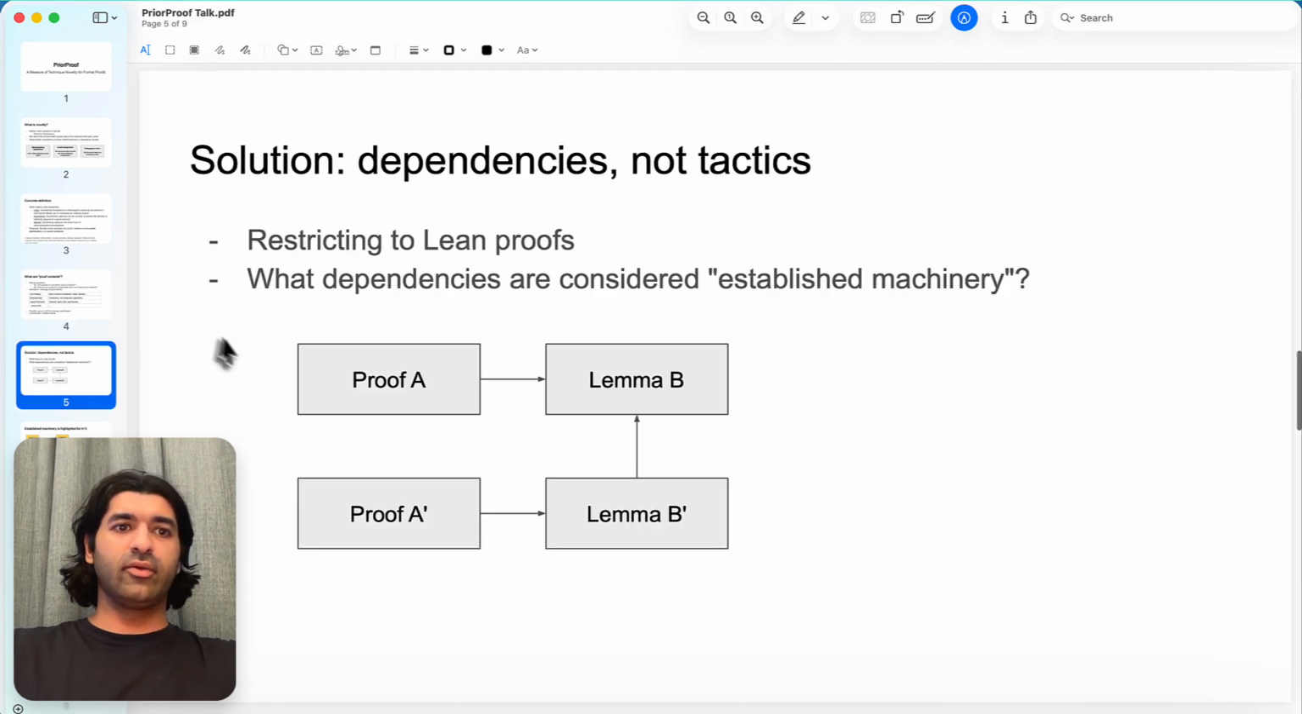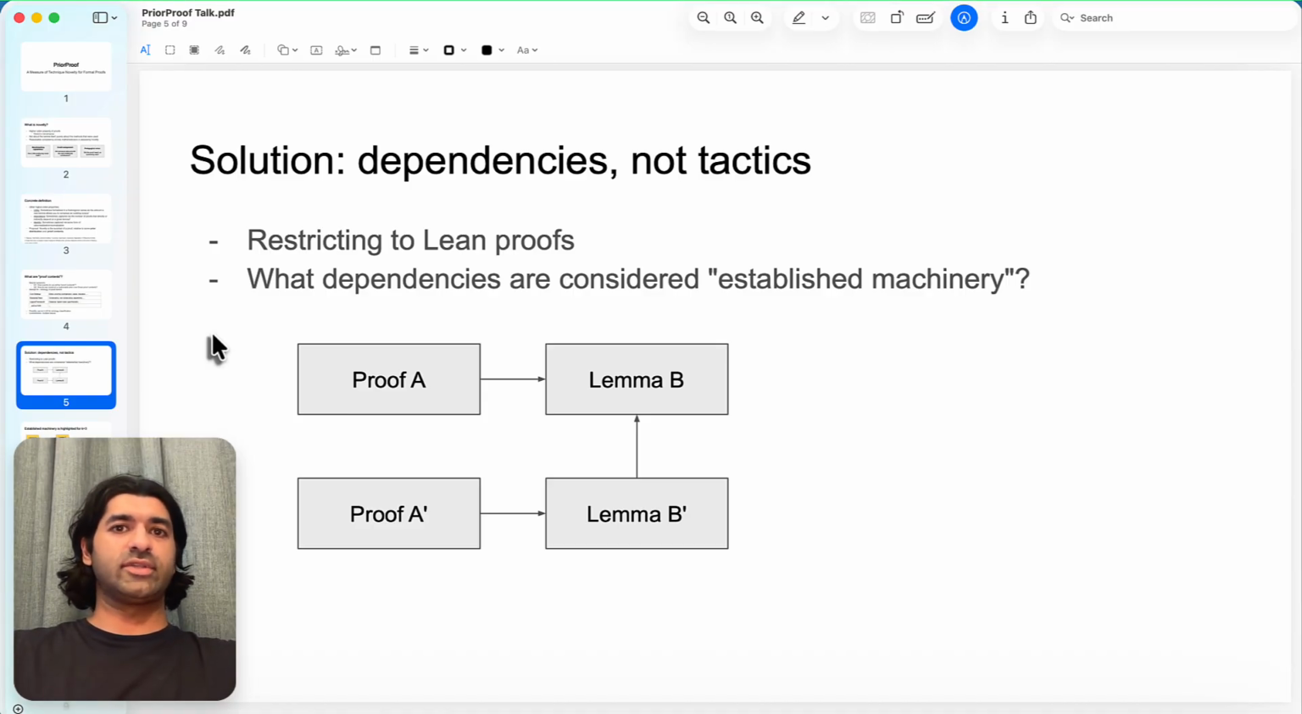So instead, the way that I approach it is I use the dependencies of the Lean proof, because we're working on formal proofs. So we know exactly what other lemmas are being invoked. And that allows us to have some consistent canonical way of comparing proofs. But then the question is, what dependencies are actually fair to include in the distribution?